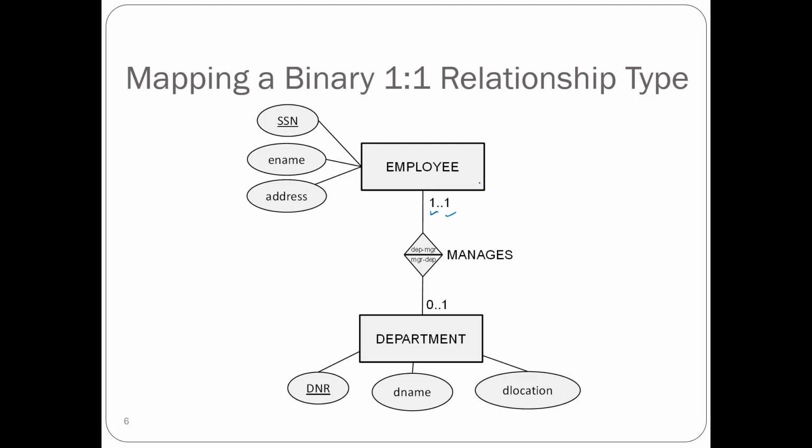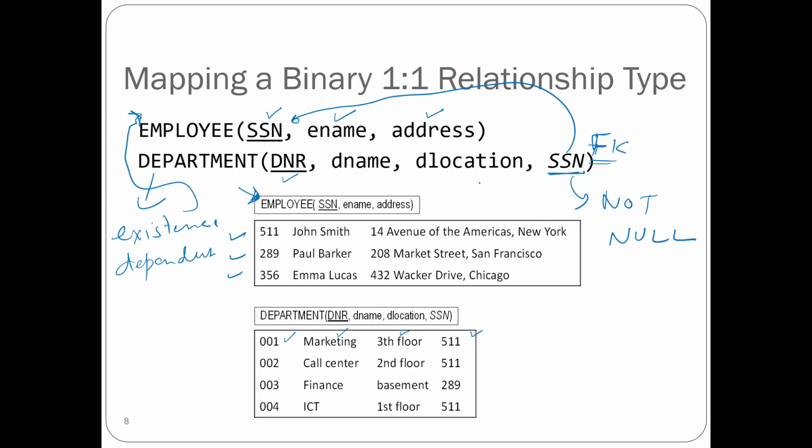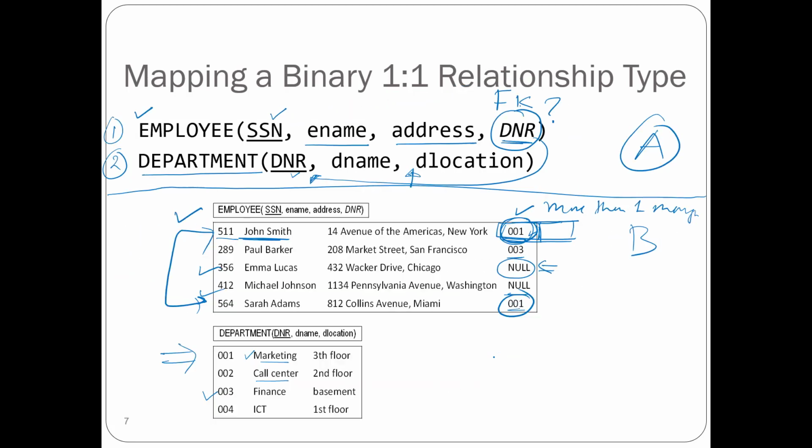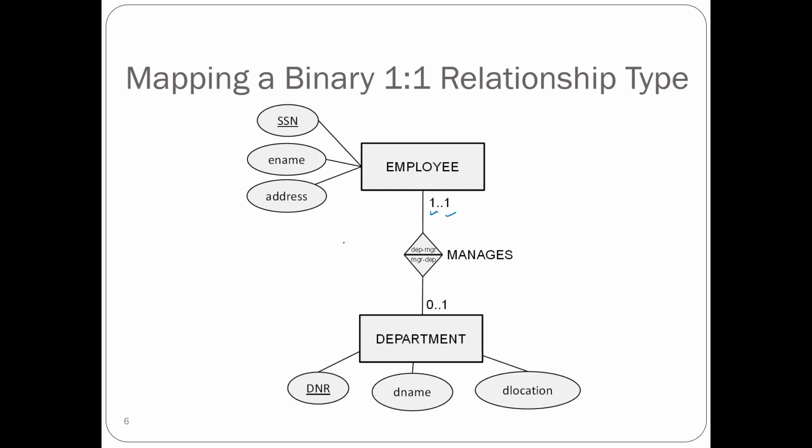Now, the question is, can we have more than one? Let me explain why we can or we cannot. For department, let's see, marketing, the manager is 511. But the question arises, for this marketing, can I add one more manager? The answer is no. Why? Because this relation is in first normal form, and the first normal form does not allow multiple values there, right? So in this way, if you make it not null and do it this way, then the maximum of one is also satisfied. So these two constraints are satisfied.